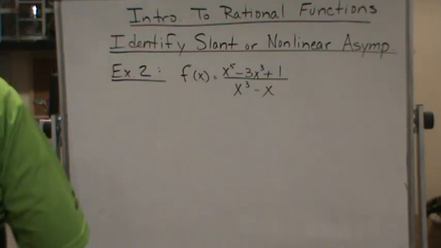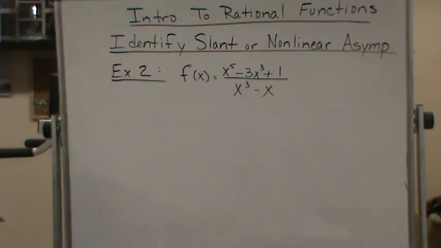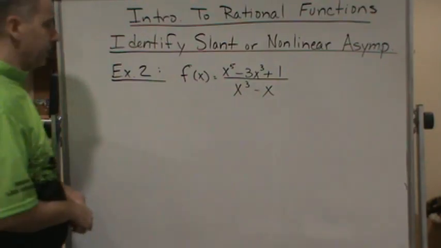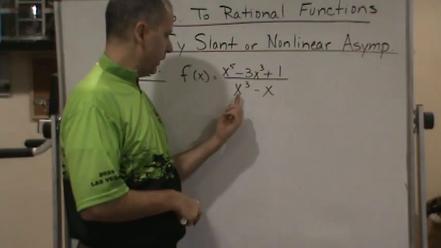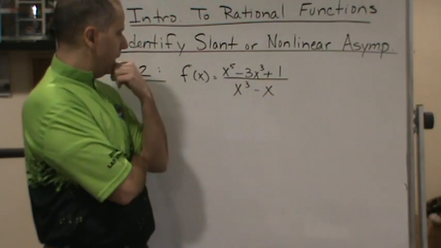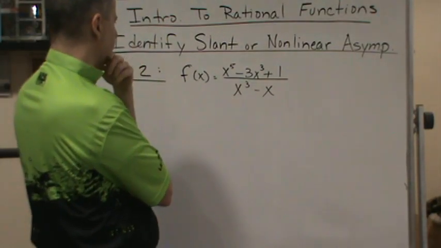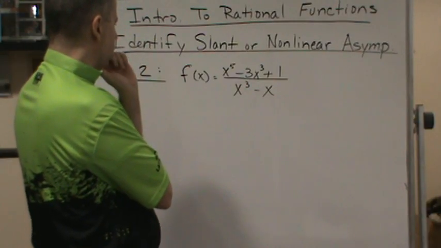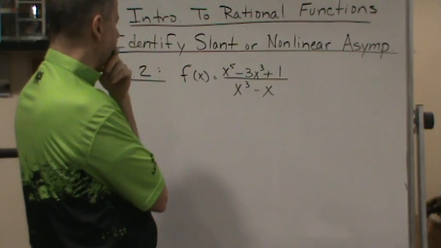All right, here we go. So now what we're going to do is look at finding a nonlinear asymptote. So again, in this case, if you look at the denominator, well, actually, let's look at this.